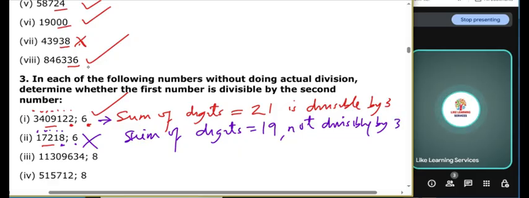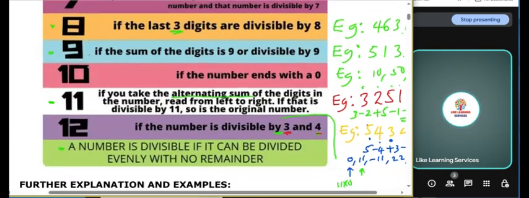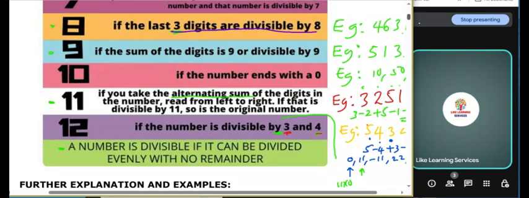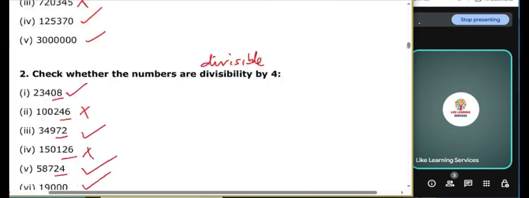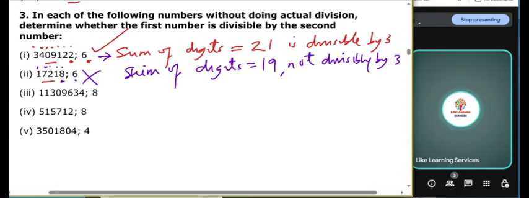Okay, and so on. Do you know the rule for divisibility by 8? Can we remind ourselves again? The last 3 digits must be divisible by 8.